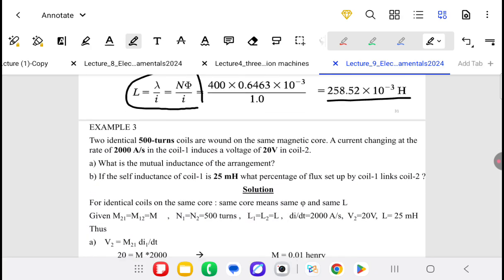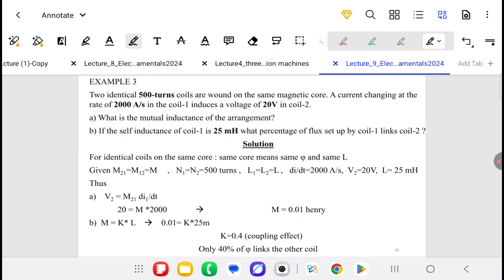The last example in this lecture: we have two identical coils having number of turns equal to 500 turns, wound on the same magnetic core. The current is changing at a rate of 2000 ampere per second, and the coil induces a voltage of 20 volts. This is the induced voltage across the second coil. The first required: what is the mutual inductance of the arrangement?